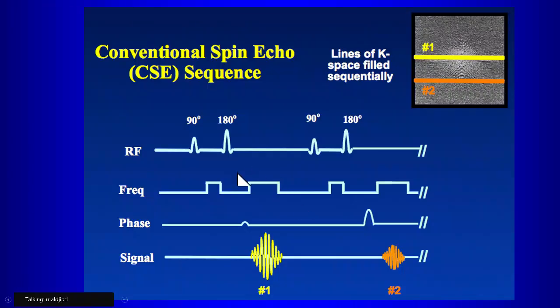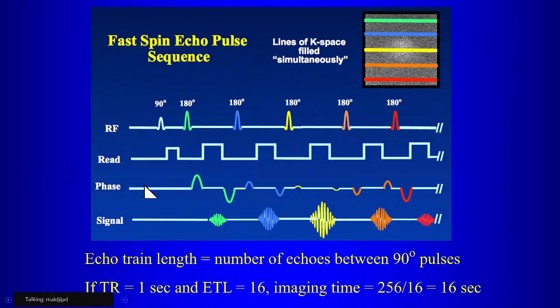So your conventional spin echo sequence: 90-degree pulse, 180-degree pulse, echo, one line of K-space. Then 90-degree pulse, 180-degree pulse, echo. So here you're getting one line of K-space for every 90-degree excitation pulse, as opposed to fast spin echo, where we have our excitation pulses spread apart, and if we have 60 beats per minute, your excitation pulses will be 1 second apart, right? Your TR is going to be 1 second.